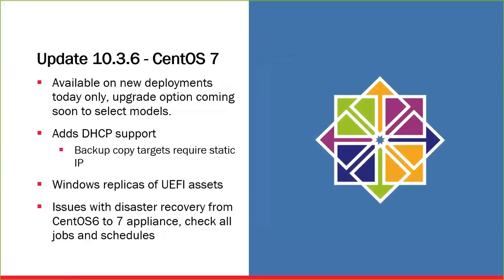10.3.6, a more recent one. I believe this was in February or March, maybe even April. We introduced CentOS 7 to our new deployments. So on new deployments only today, new appliances and the new virtual appliance are running CentOS 7. It adds in some additional DHCP support. You do need to know that backup copy targets need a static IP, though, because of the way the OpenVPN and the SSL replication works, but you can use DHCP to help auto-assign those IP addresses and find it by host name.